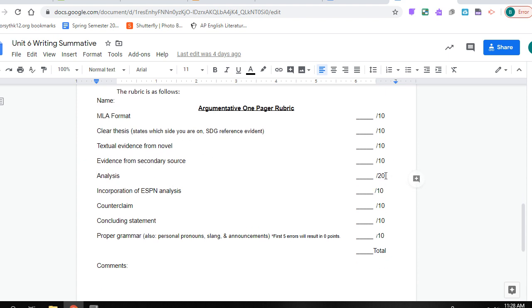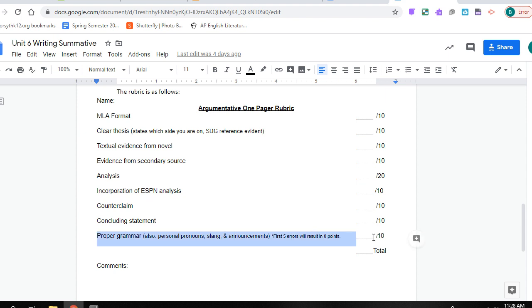Analysis is the biggest, fattest part of this whole thing, because quite frankly, if you can plop down a piece of evidence and not explain it, you're not really accomplishing anything. I can quote anything from a book, and it serves no purpose if I don't explain it, right? You have to incorporate your ESPN analysis. You have to have a counterclaim, and you have to have a concluding statement, all right?